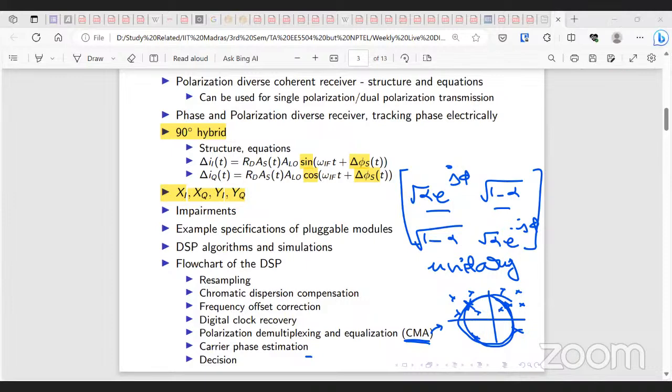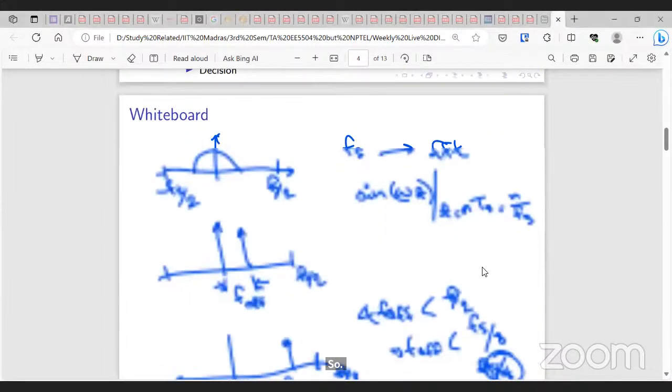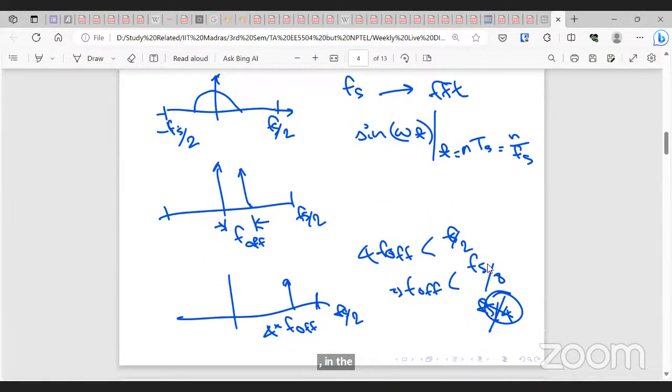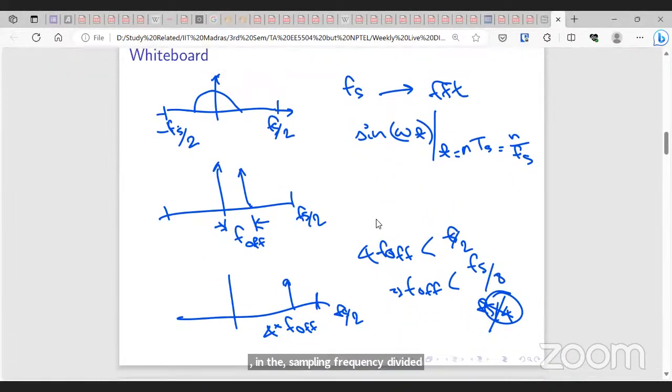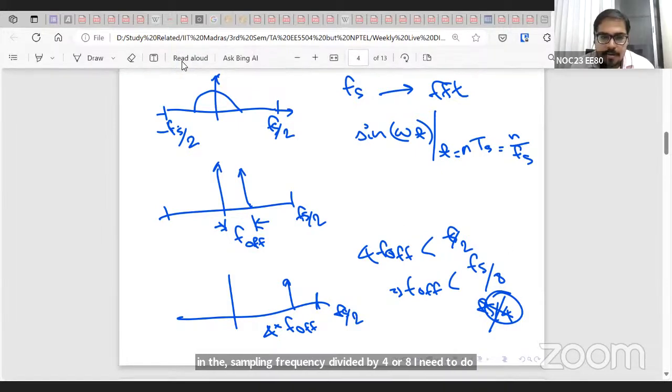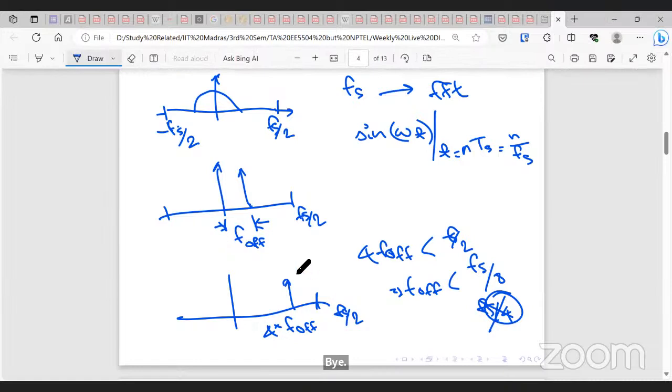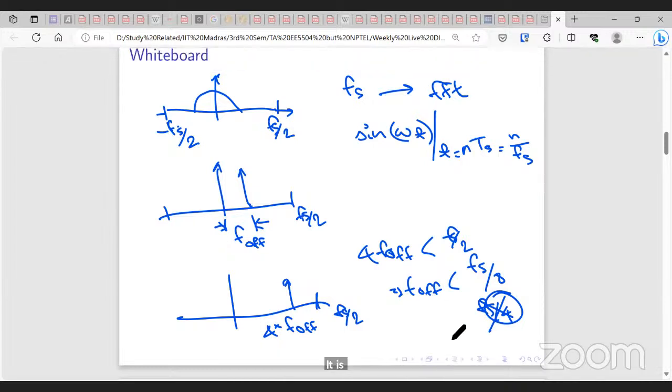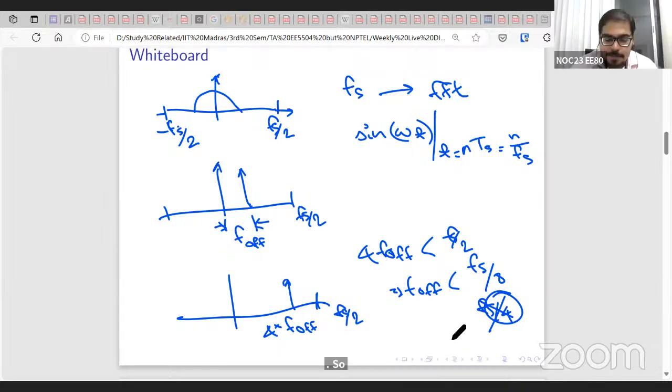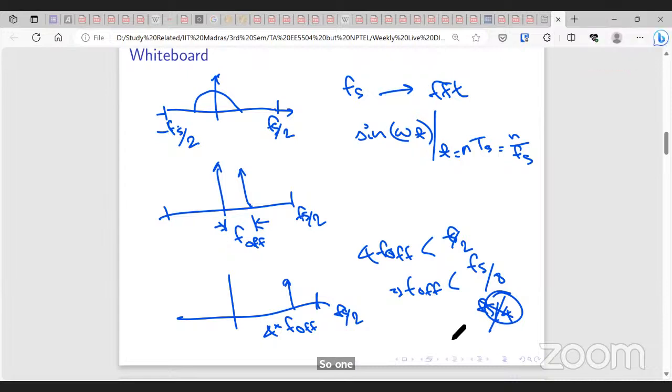Sir, am I audible? Yes, yes. Sir, in the sampling frequency, divided by 4 or 8, which do I need to do? By 8 you need to do. Okay, so 1 gigahertz divided by 8 it will be. It is written that the sampling frequency in the simulation is 1 gigahertz. So 1 gigahertz divided by 8 it will be. Yeah, that is the maximum you can correct. Okay, sir.